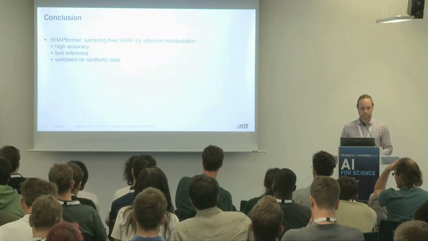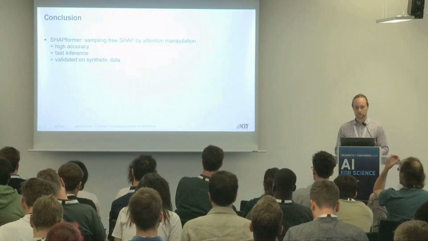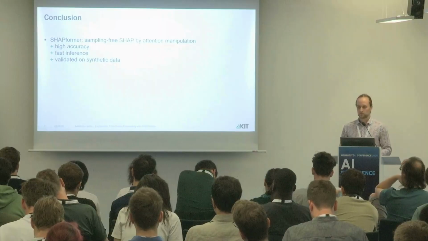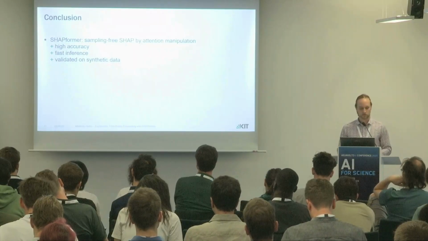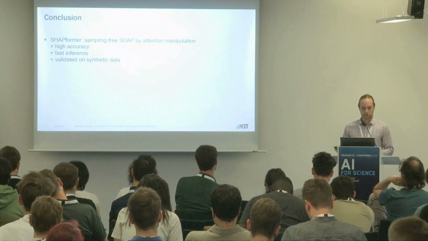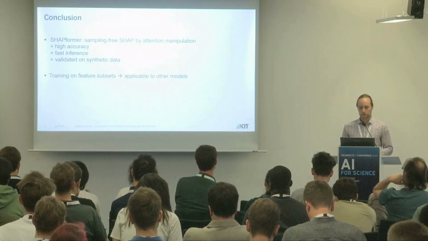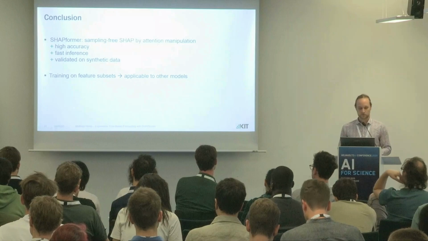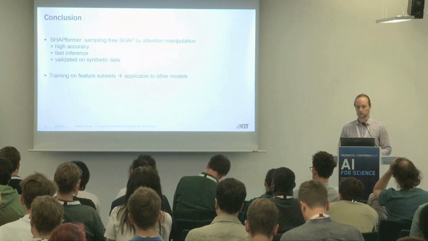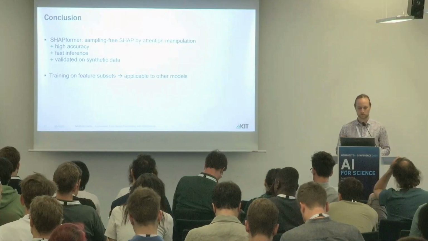To conclude, we presented SHAP Former, which is a sampling-free implementation of SHAP based on attention manipulation. It has high accuracy, fast inference. We were able to create an explanation in less than a second, and we validated it on synthetic data. Our key trick was to train the model on feature subsets so that we are, during inference, able to also run the model on feature subsets without having to sample from background data.